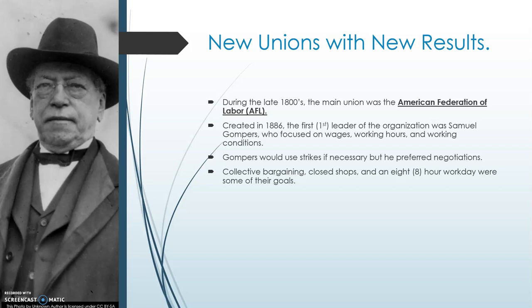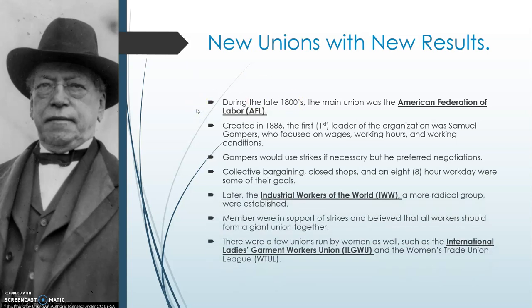During the late 1800s, the main union was the American Federation of Labor, or AFL, still around today. Created in 1886, the first leader of the organization was Samuel Gompers, who you see there, who focused on wages, working hours, and working conditions. Now, Gompers would use strikes if necessary, but he preferred negotiations. Collective bargaining, closed shops, and an 8-hour workday were some of their goals. Closed shops means that companies can only hire union workers.